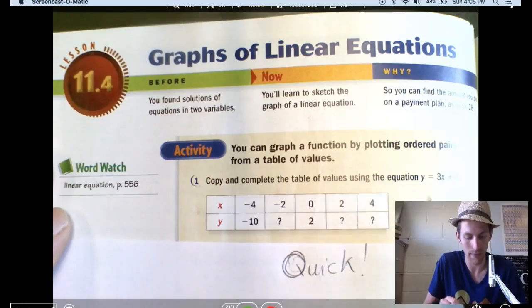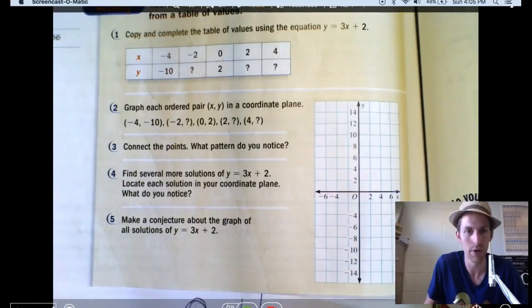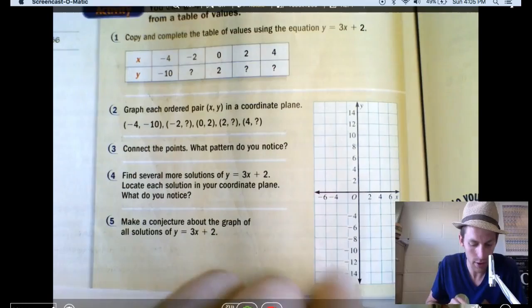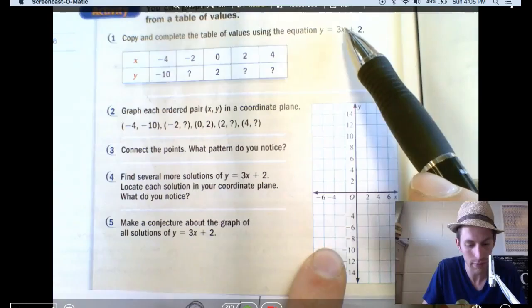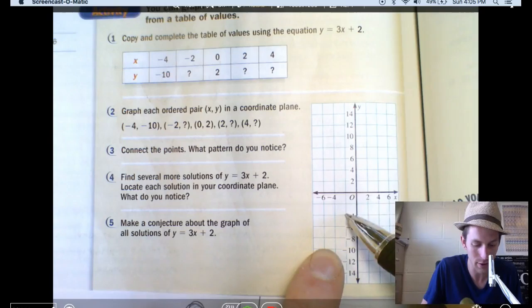Now, if we plot all of these ordered pairs in this plane, we will see a pattern. Let me move this up. Okay, so negative 4 and negative 10. I'm not going to draw on here, but just put my finger right there. Negative 2, what would y be? Negative 2 times 3 is negative 6 plus 2 is negative 4. So y would be negative 4. So negative 2, negative 4. Okay, and then 0, 2. Does that look like it's making a pattern?